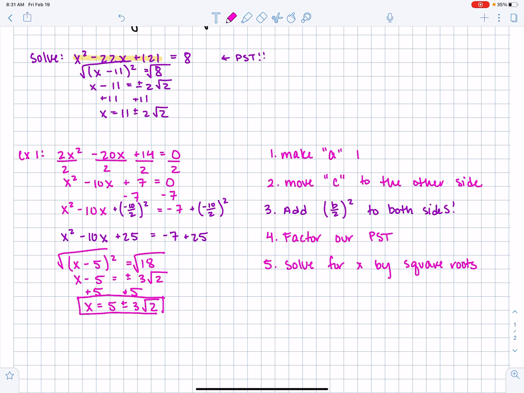It's so nice. And as you get in the habit of completing the square, it actually works a lot better and just has a little bit better rhythm to it than other ways that we solve quadratics.